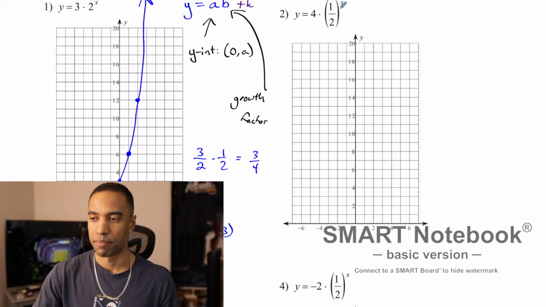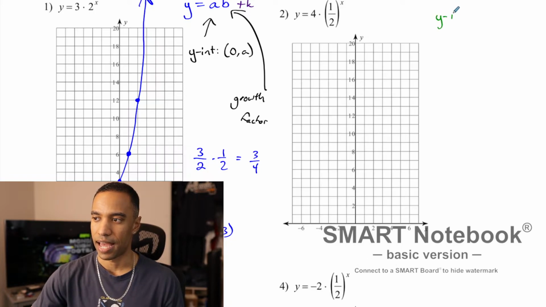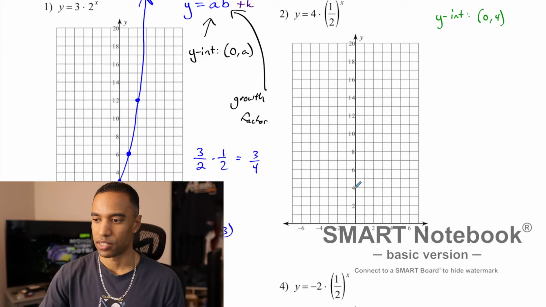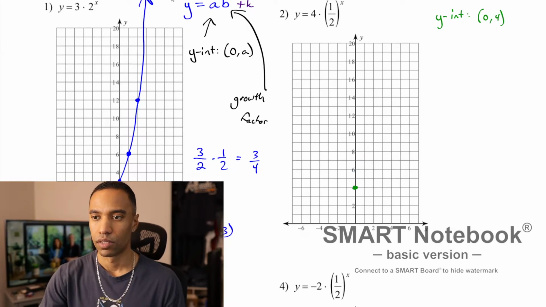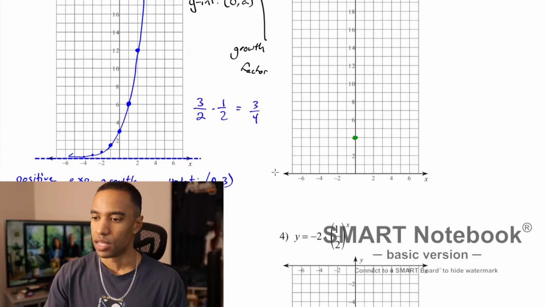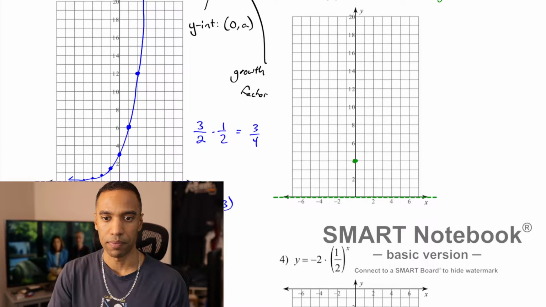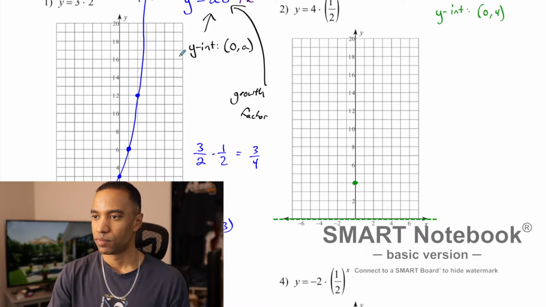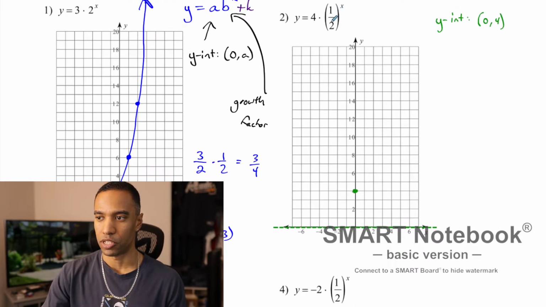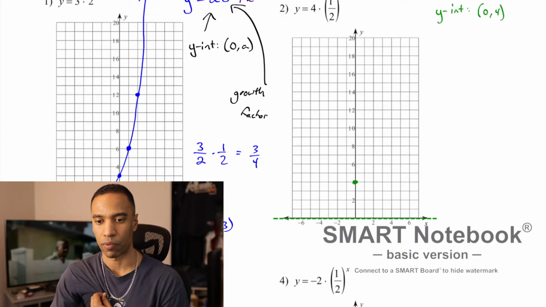Number 2. Y equals 4 times 1/2 to the x power. Now your y-intercept is going to be at 0, 4. That's where we're going to begin this guy here. Let me draw the horizontal asymptote here at y equals 0, as they'll always be. And then the 1/2 is what we're going to be doing next. We're going to multiply 4 by 1/2 every time x increases by 1.